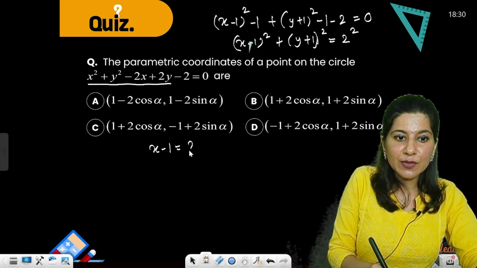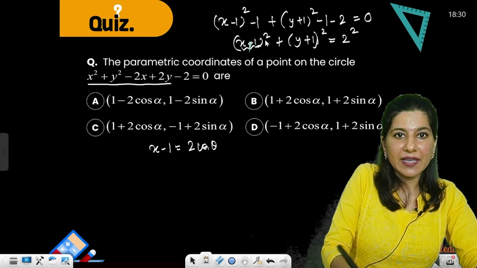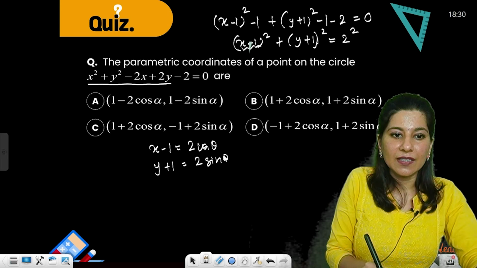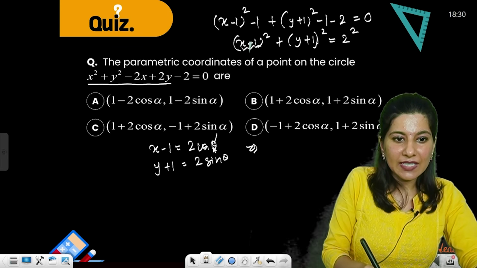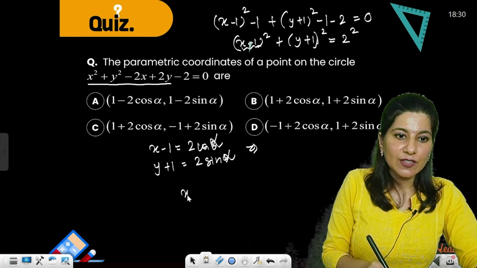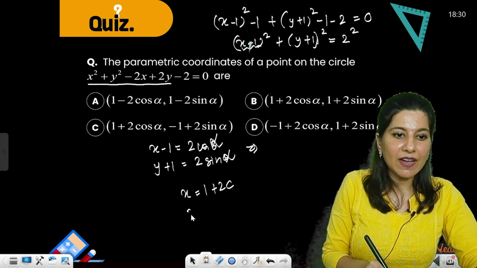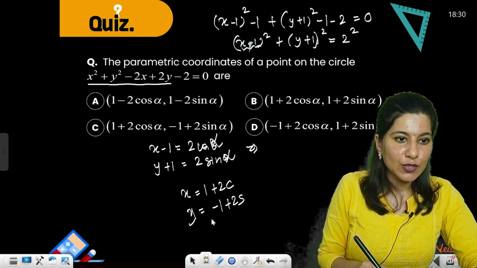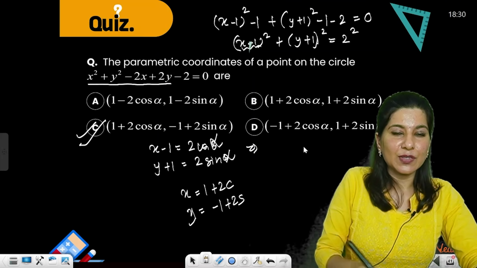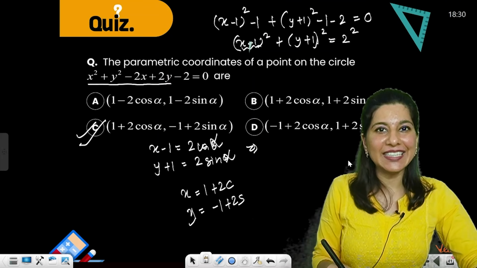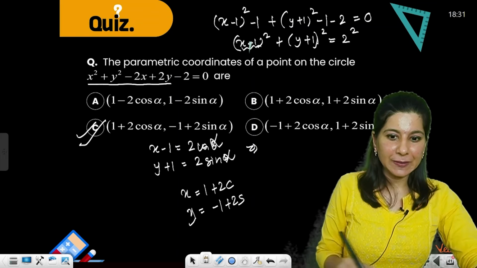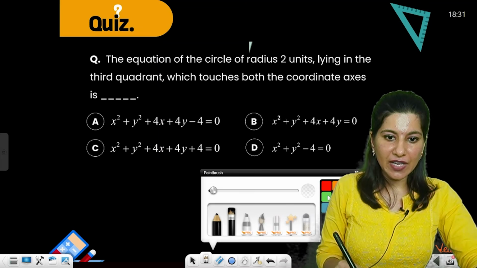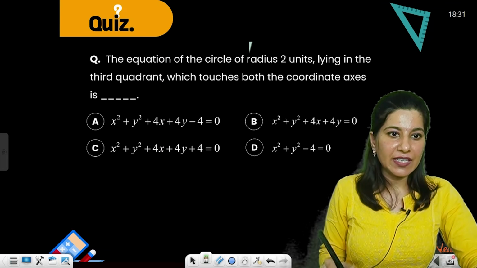So now the parametric form will be x minus 1 equals 2 cos theta. This x minus 1 is r cos theta. y plus 1 is 2 sin theta. In this question they are talking about alpha. So x equals 1 plus 2 cos alpha, y equals minus 1 plus 2 sin alpha, right? So (1 plus 2 cos alpha, minus 1 plus 2 sin alpha). Option C, absolutely right. Okay, got it. Perfect.